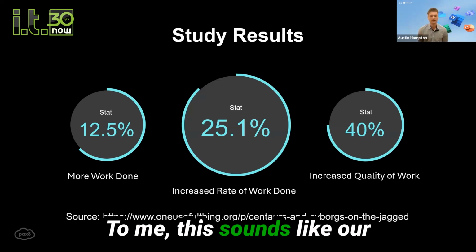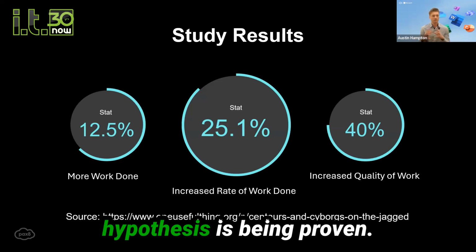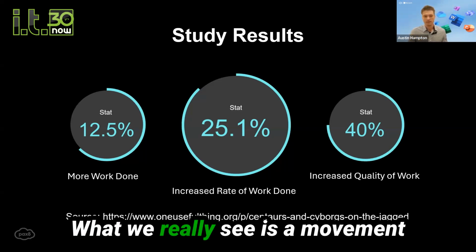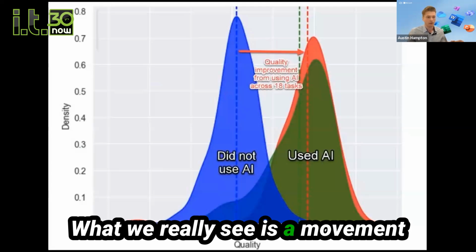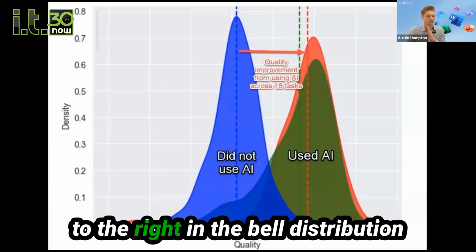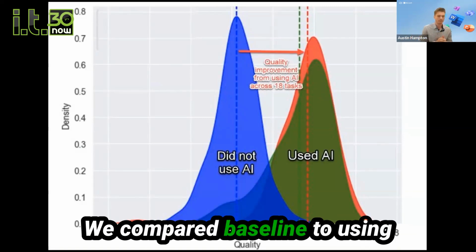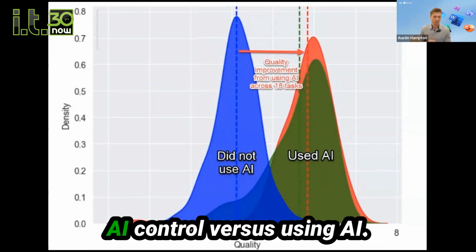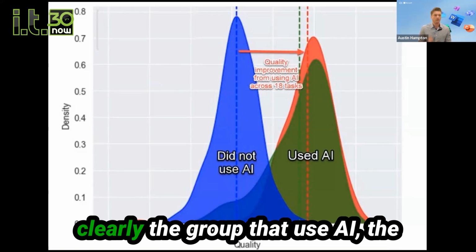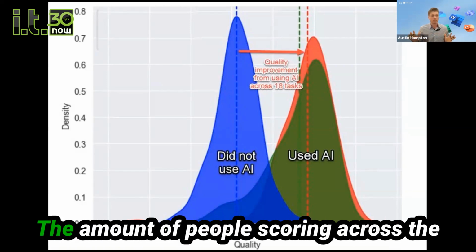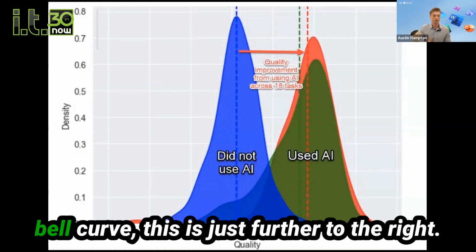To me, this sounds like our hypothesis is being proven. What we really see is a movement to the right in the bell distribution of performance of a given skill set. We compared baseline, control, versus using AI. And what we can see here is clearly the group that used AI, the distribution is almost identical, the amount of people scoring across the bell curve. This is just further to the right.